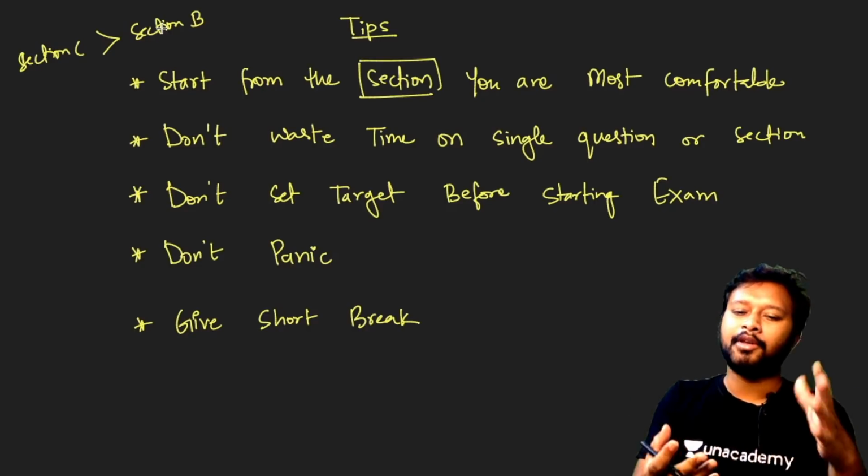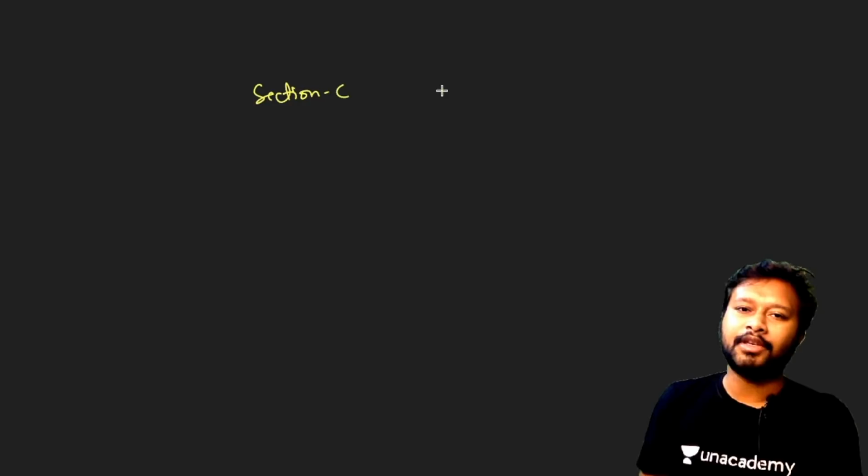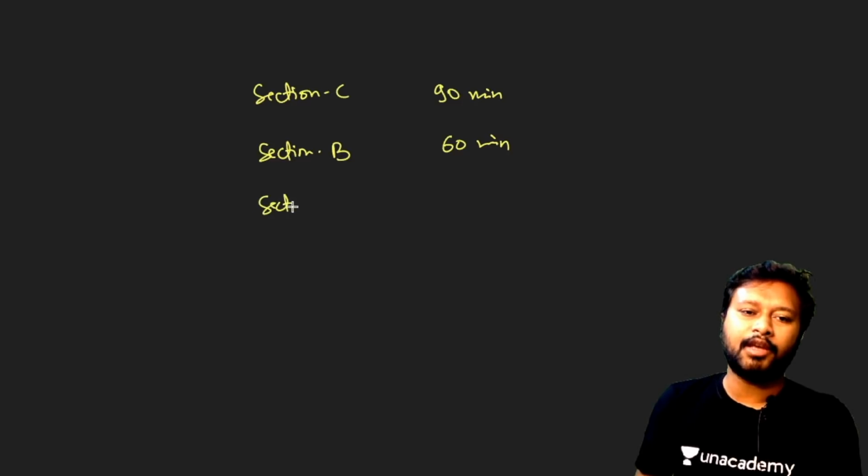to the marking scheme. What I used to do and what I will suggest is section C or part C should be given around 90 minutes. That means around 1.5 hours. Then section B or part B should be given around 60 minutes or roughly around 1 hour. And section A or part A should be given around 30 minutes.